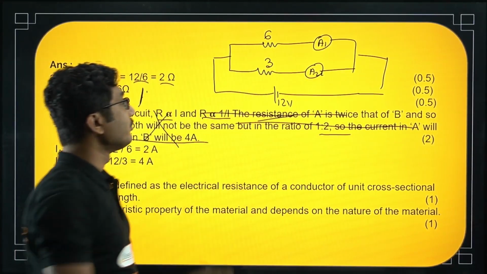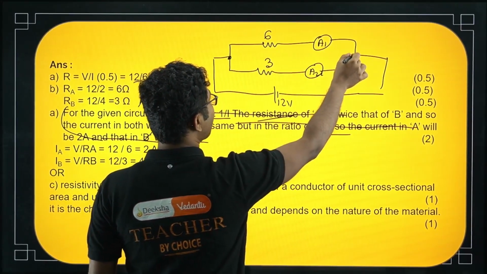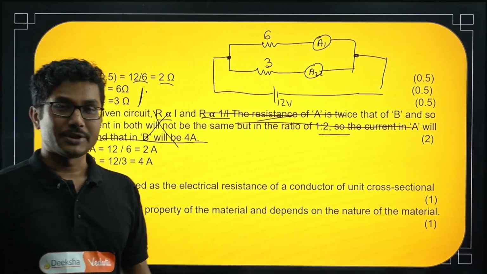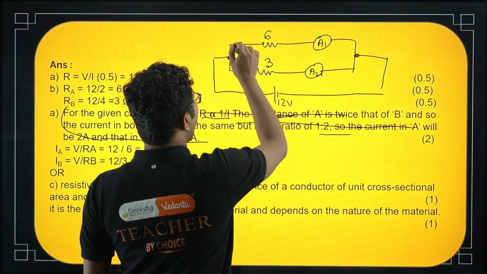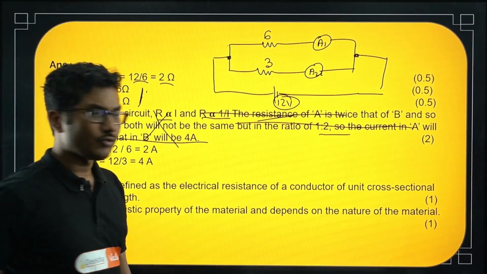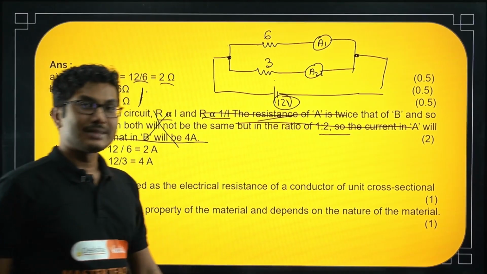So what we are going to do, they are connected in parallel. They are connected in parallel means what is the potential difference across the resistances? Parallel combination means potential difference across all these resistances will be the same as the supplied voltage, that is 12 volt, right? So both of these resistances will have the same voltage.